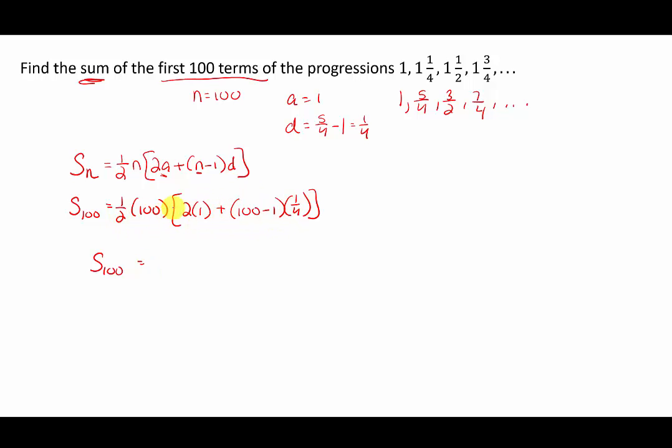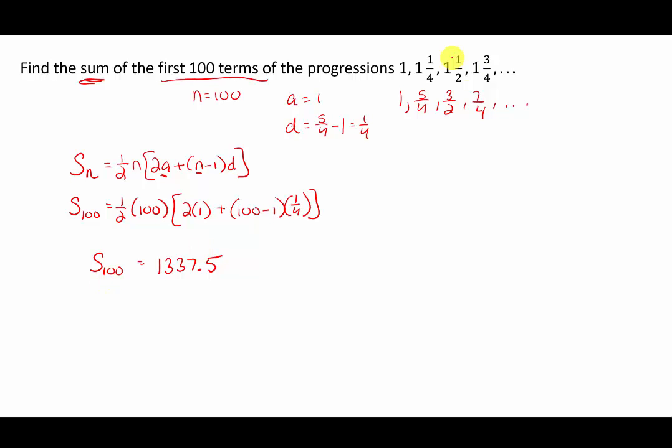You could do the inside of this and then multiply it by this outside. It's up to you. Again, I'm not going to spend time on the algebra because that's a skill that we should have at this point. If you need help with that, you need to let me know. So my value is going to be 137.5 when I do that math. Okay, so that's my sum of 100 terms.